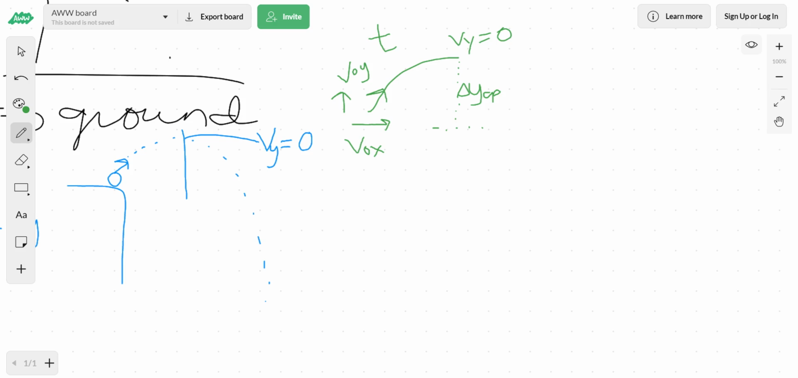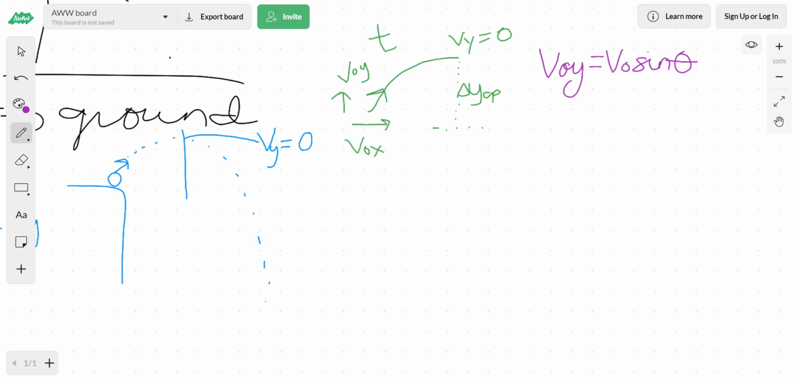If you know the initial y velocity, which can be found using this helpful formula, v initial y is v initial total multiplied by the sine of theta. It's great.